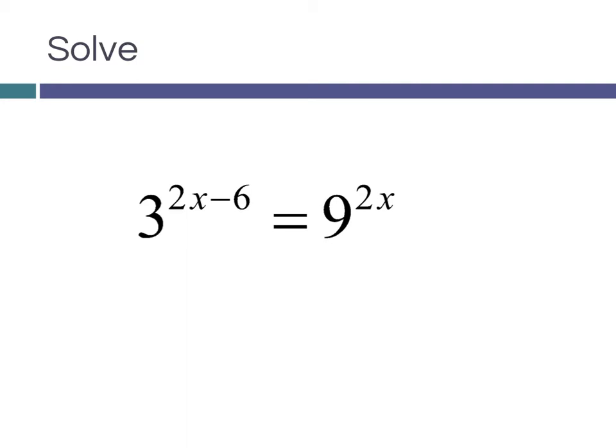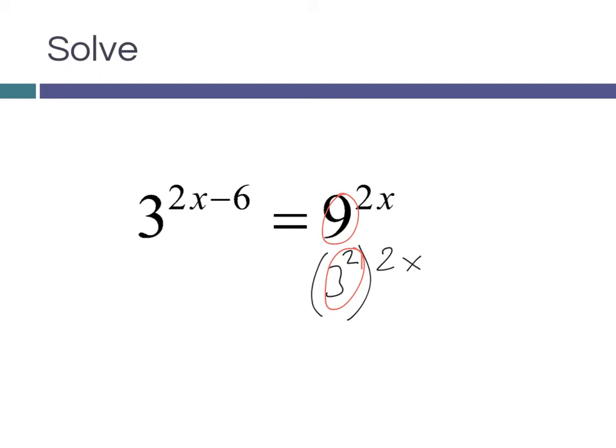We have 3 to the 2x minus 6, and we've got 9 to the 2x. We've got different bases. Maybe we can pull a play from the last one. Alrighty, so I know I can write 9 as 3 squared, but I've also got that raised to the 2x. So that's going to stay out there. I just rewrote my 9 as my 3 squared.